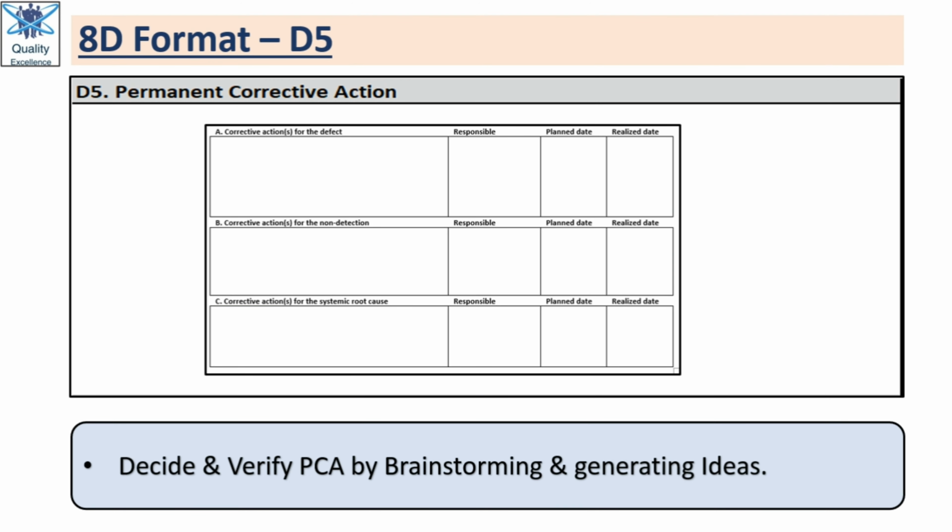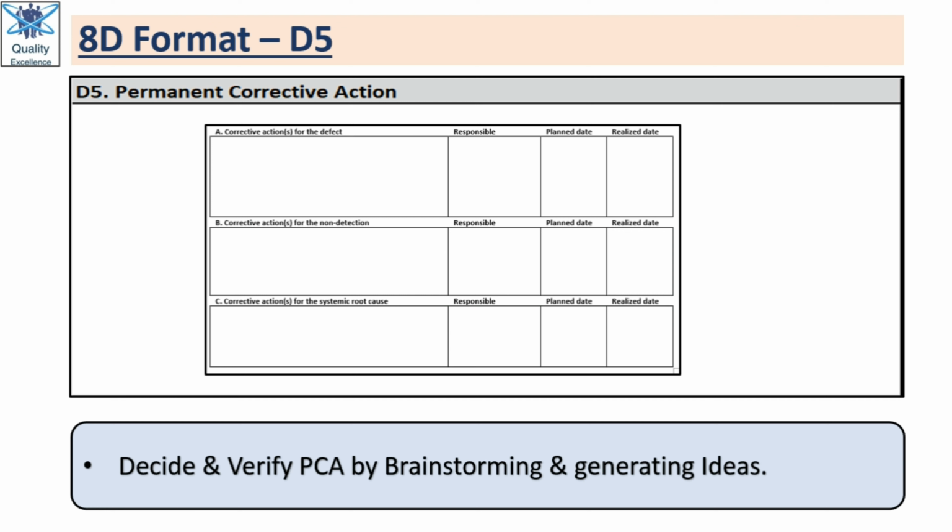Then D5 is permanent corrective action. We need whatever root causes we have defined in D4, for all three: for defect, non-detection and root cause. For all those root causes, we need to identify permanent corrective action. If we apply that action, then that problem or defect will not reoccur, or that non-detection will not take place, or the system will not allow that problem to occur.